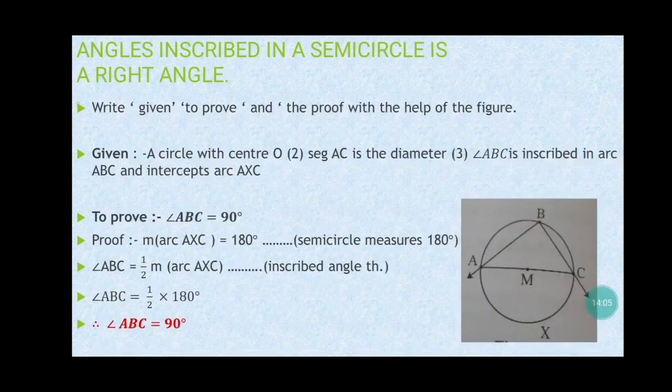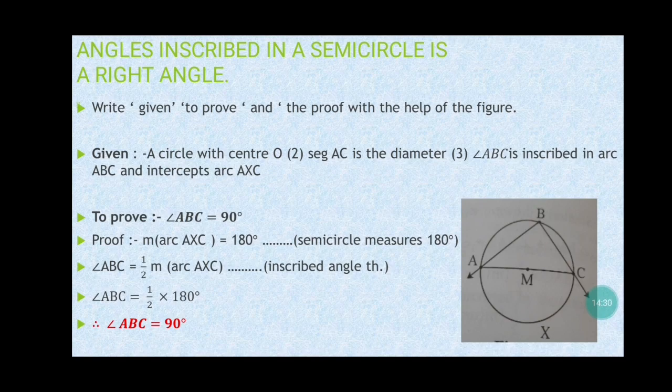Next, angle inscribed in a semicircle is a right angle. Here we have to write given, to prove, and the proof of it. Now, given part: angle inscribed in the semicircle. Here a circle is given with center M, and the semicircle is there, right? So AC is the diameter.